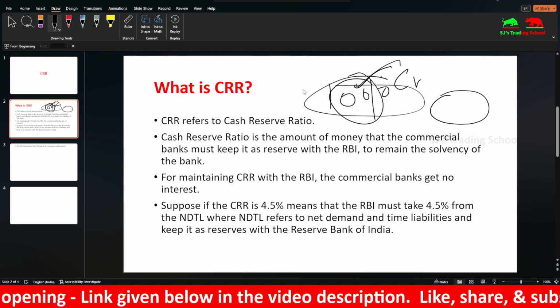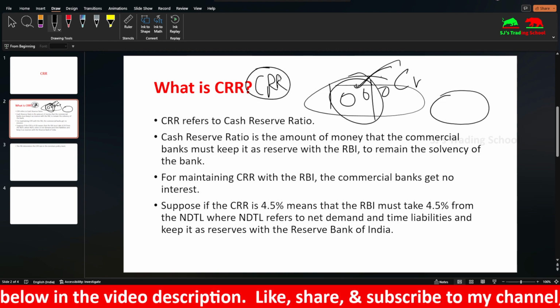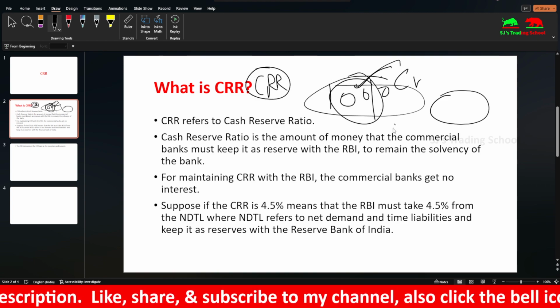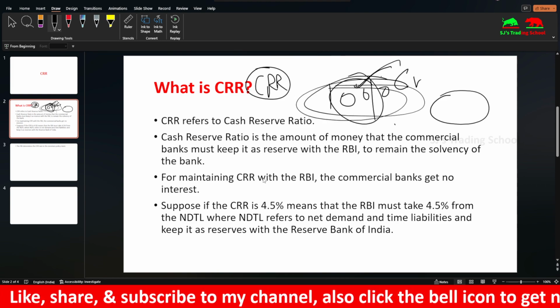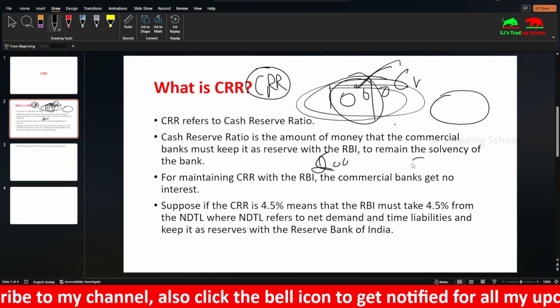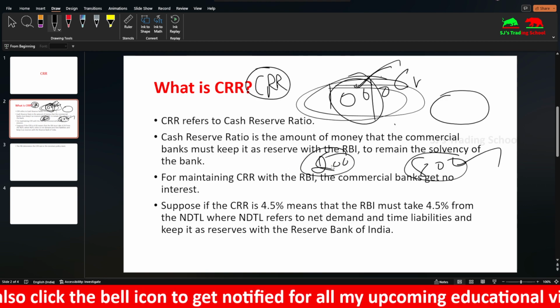SLR is maintained in the bank itself, while CRR is maintained with the RBI. I will explain SLR in a separate video. So, for example, with this 4.5 percent and the SLR amount going to around 200, the remaining 800 only is given as loans. The remaining 200 is in the bank.